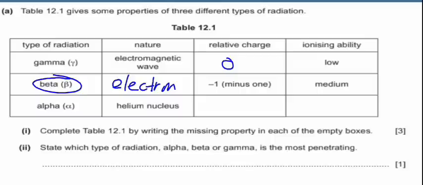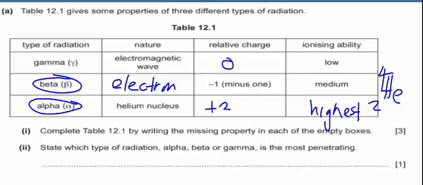Then in terms of the relative charge, it has -1. Then ionizing ability, medium. Then the last one, alpha. Alpha has a nature similar to that of helium. So helium looks something like this, where it is going to have the mass number of 4 and the proton number of 2. So when it comes to the relative charge, here we are going to say +2. Then ionizing ability, we are going to say higher or highest.